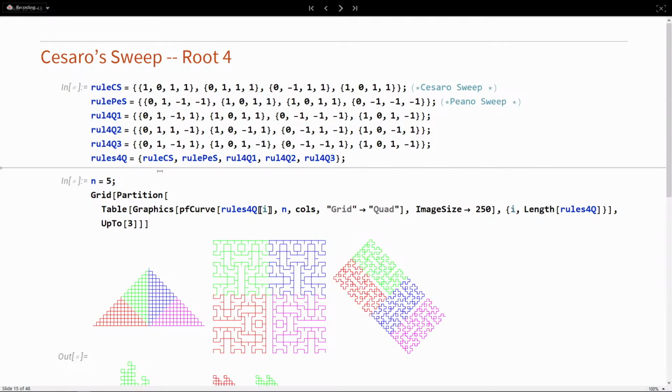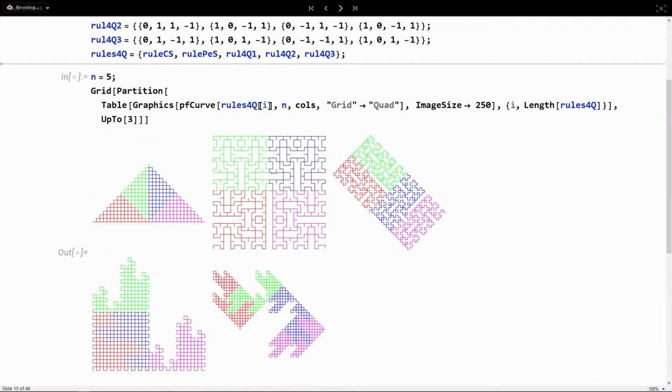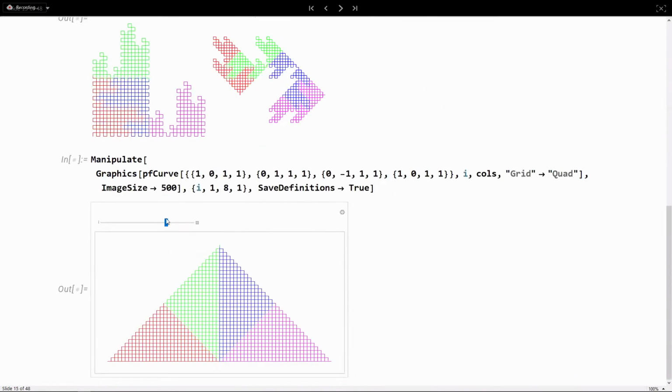We can go to root 4, which includes the Cesàro sweep, which is this one here. These are different rules for making the curves, and here's what they look like in 4 colors now. And in each of these, you're generating 4 copies of the original curve, all sized down, 1/4 the original size. And you can see that basically we have a 45 degree triangle, and it's divided into 4 copies of itself, as shown here.